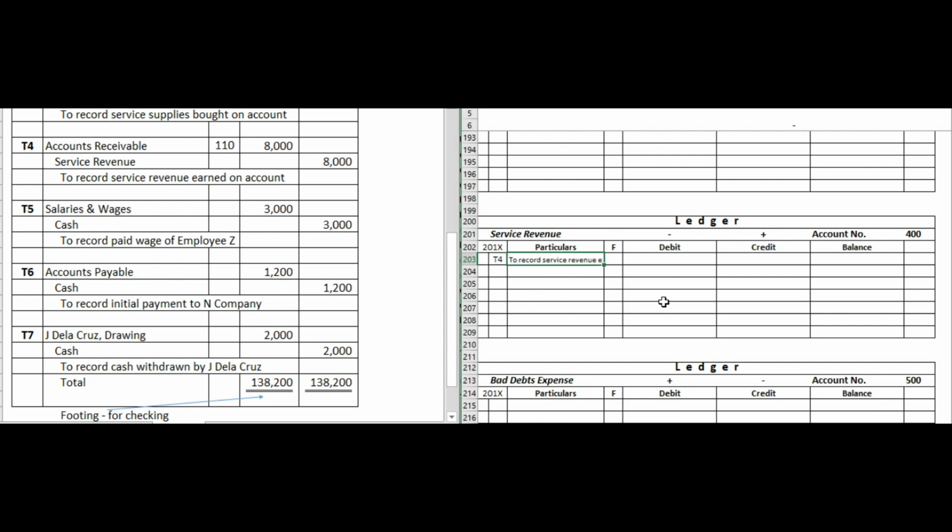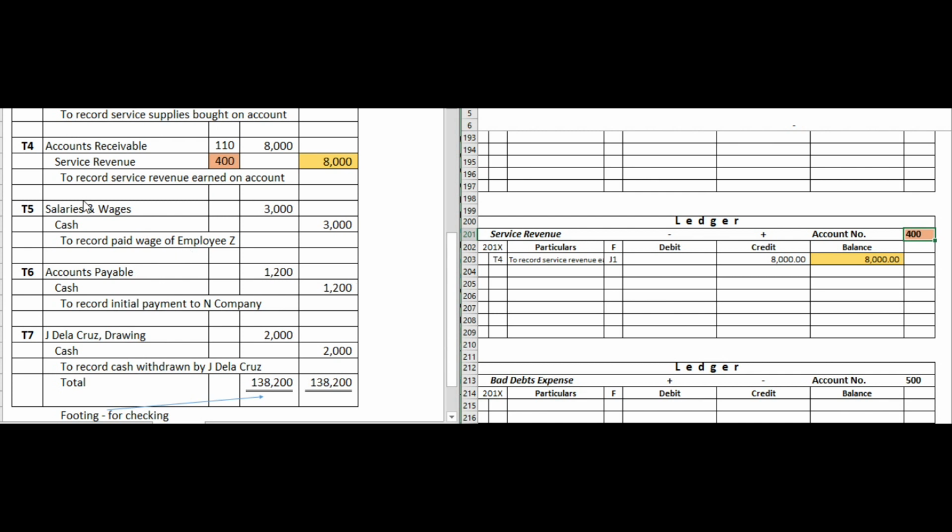Transaction 4, explanation. Reference, general journal 1 or J1. Credit, service revenue. Okay? Nandun siya sa credit. And we have the balance. Kulayan natin yung service revenue in case na baka hindi nyo nasundan. Reference, 400. Kulayan natin. So, yun yung reference natin. Baguhin natin yung kulay para hindi tayo malito. 400.